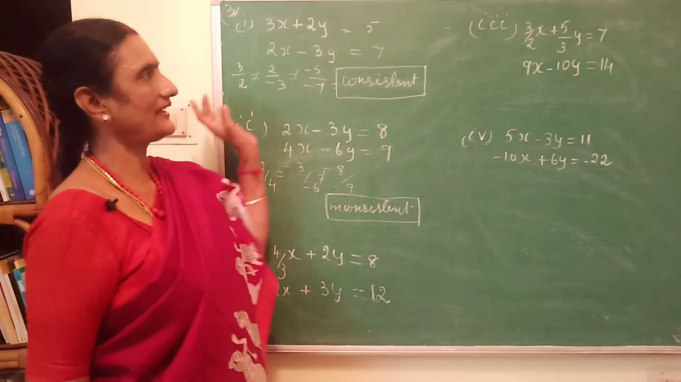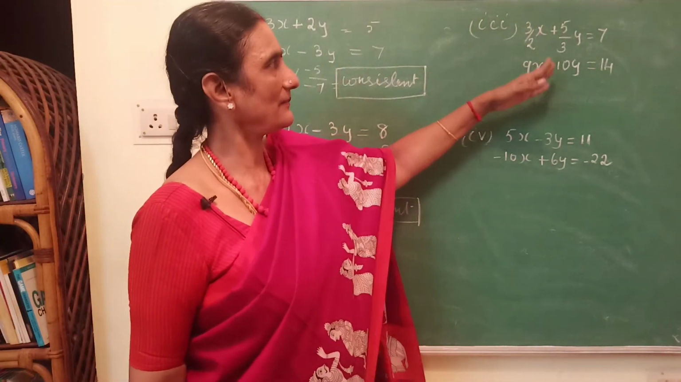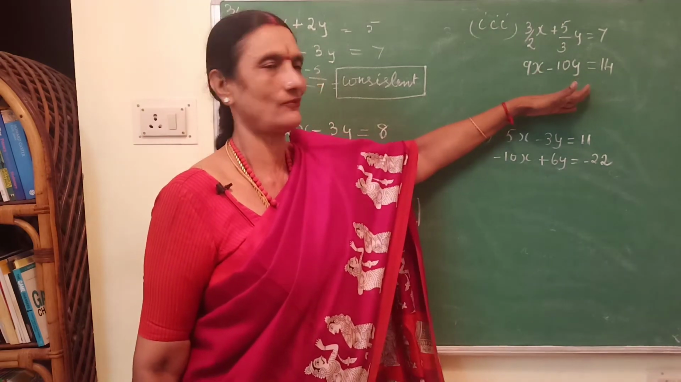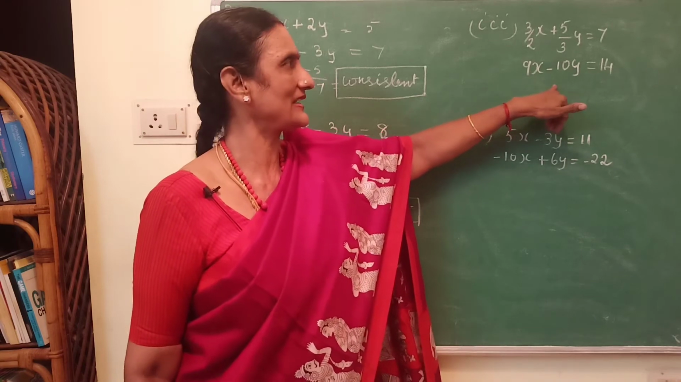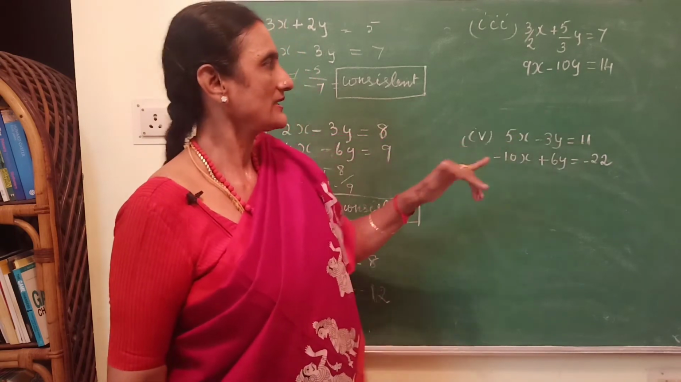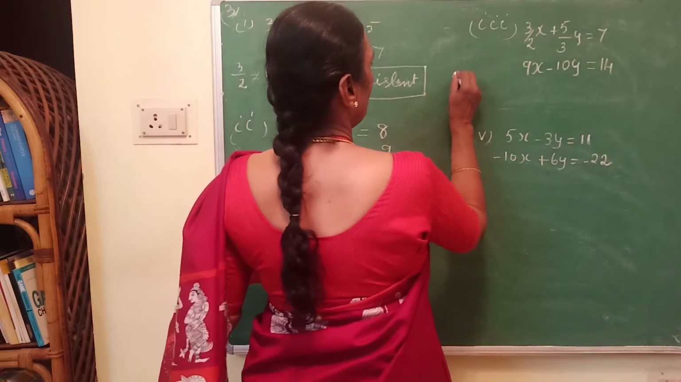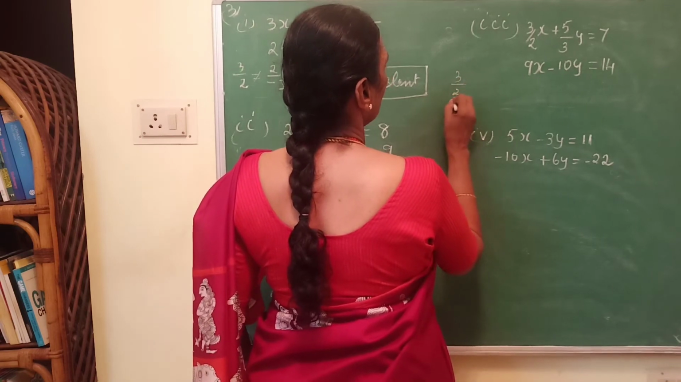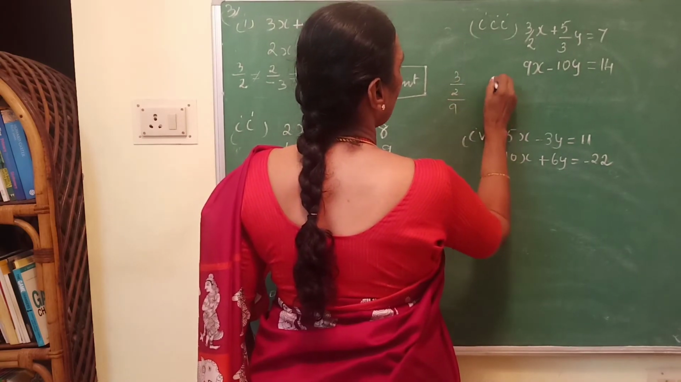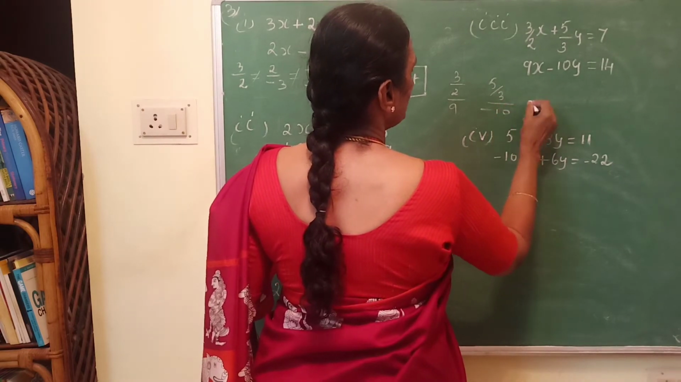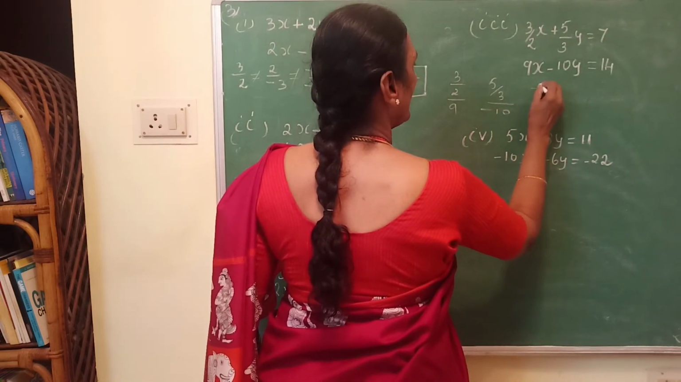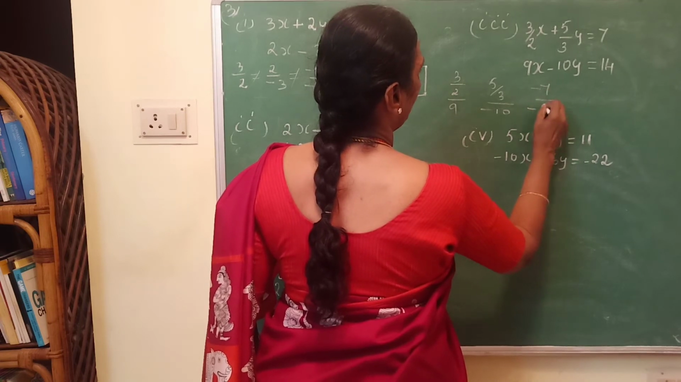Now, for the third equation you take, it is 3 by 2 of x plus 5 by 2 of y is equal to 7, and the second equation is 9x minus 10y equal to 14. So, how do we get the ratios? We will get 3 by 2 by 9, and here we will get 5 by 2 by minus 10, which is equal to or not equal to, we have to wait and see.